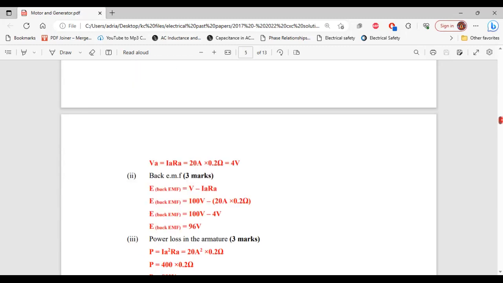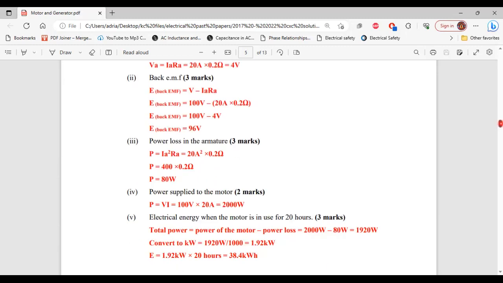For part 2, it says to calculate the back EMF. So back EMF is equal to V minus IA times RA. So that is 100 volt minus in bracket 20 amp times 0.2 ohm. That will give us 100 volt minus 4 volt. So back EMF is equal to 96 volt. All right, so that's it for part 2.